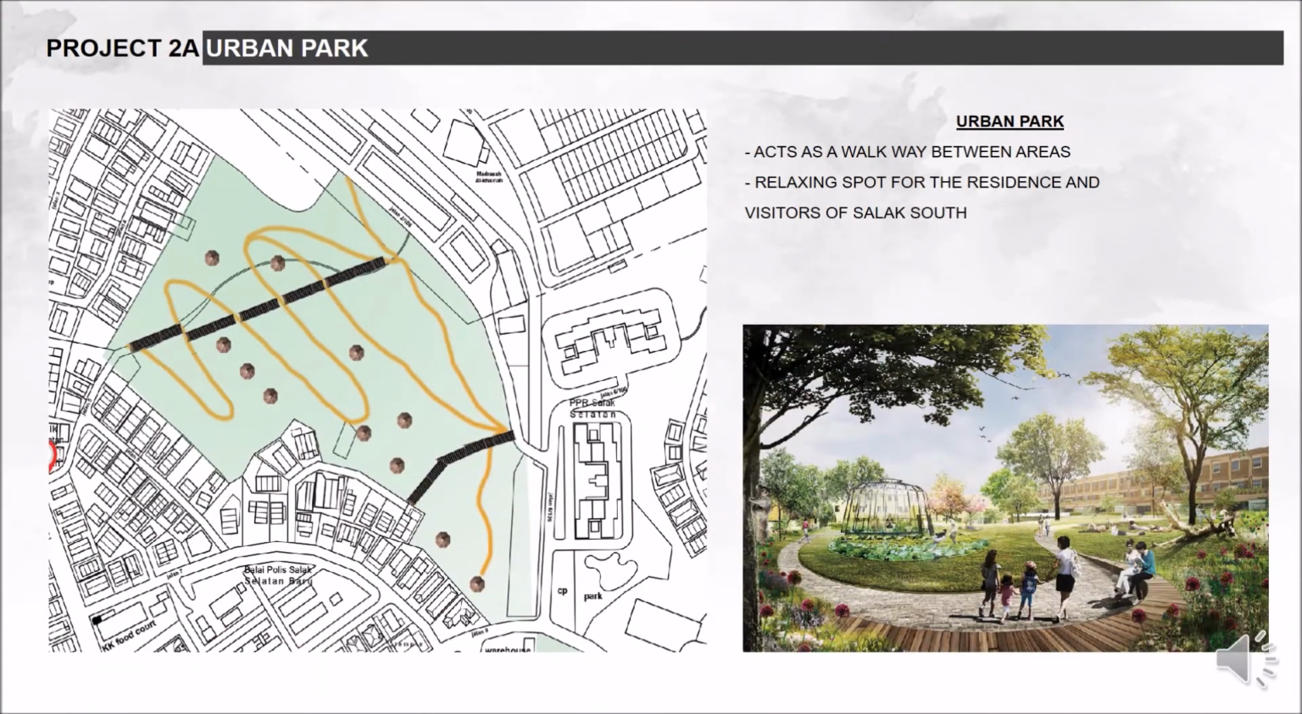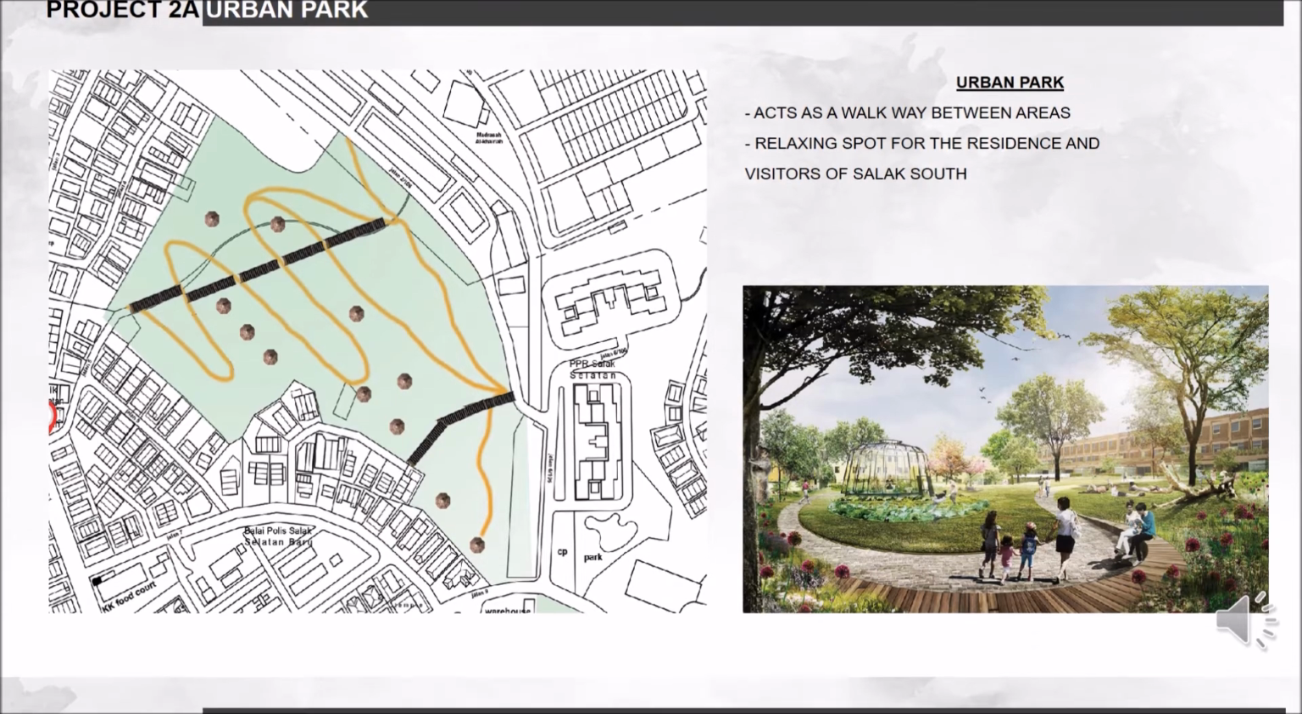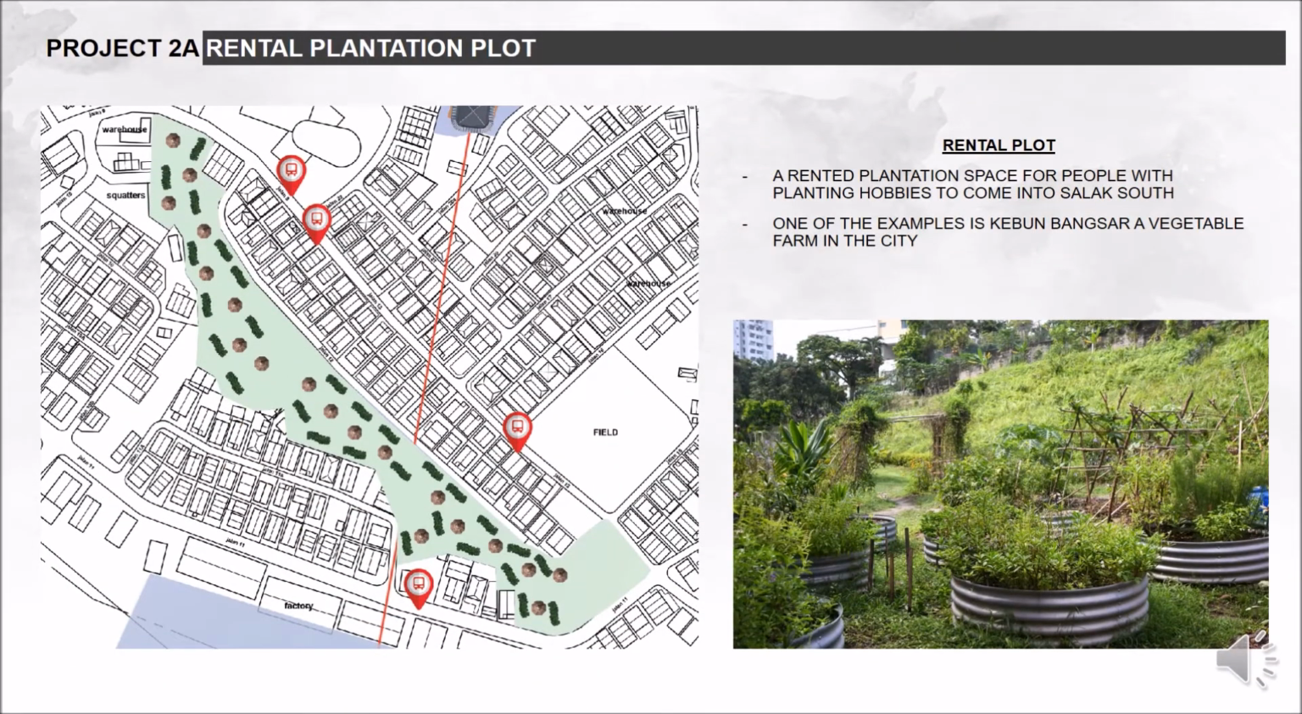So, the first site is located near the main entrance of Salak South. When people come into Salak South, they will see a sloped park area, and it is a relaxing spot for the residents and visitors of Salak South. Next is Site 2, a rental plantation plot. This area is focused more on people who have plantation hobbies to come into Salak South, and one of the examples of a rented plantation in KL is Kebun Bangsa, a vegetable farm in the city.